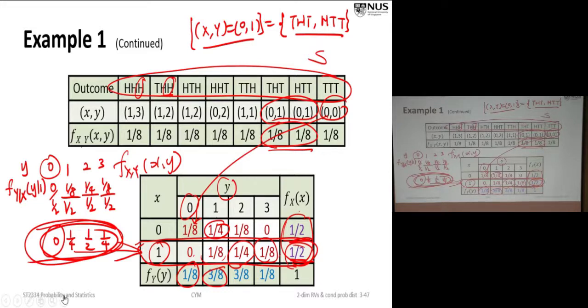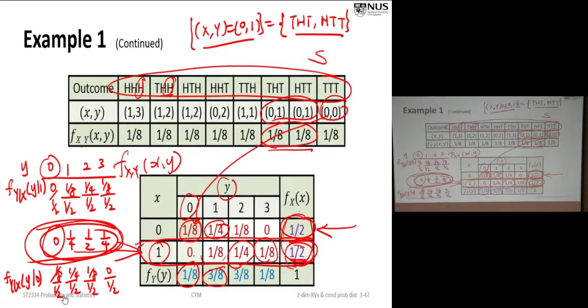So how about if x equals 0? X equals 0. Then you are looking at this line. So you have to divide the joint distribution by the marginal of x, which is half. So in other words, for f of y given x equals 0, it will be 1/8 divided by 1/2, 1/4 divided by 1/2, 1/8 divided by 1/2, and 0 divided by 1/2, corresponding to 0, 1, 2, 3 values.